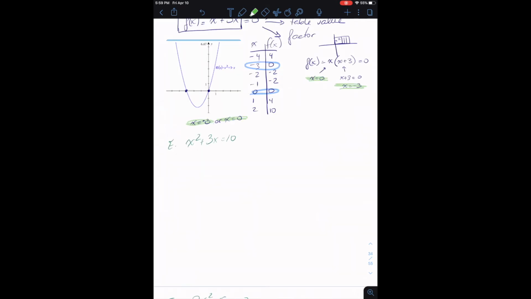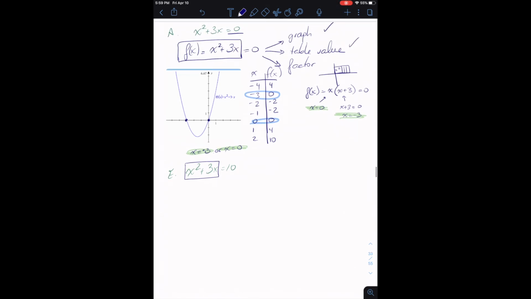Okay, so let's look at question E. x squared plus 3x equals 10. Now, this function may look very familiar to you, because that's actually the function we were looking at in question A. But in this case, what we're looking for is when the value of that function is equal to 10. So somewhere up above and beyond the graph, we're going to have to figure out when that x squared plus 3x is equal to 10.